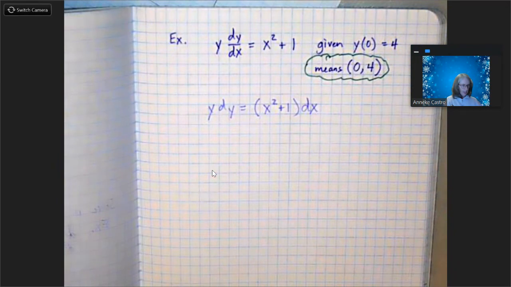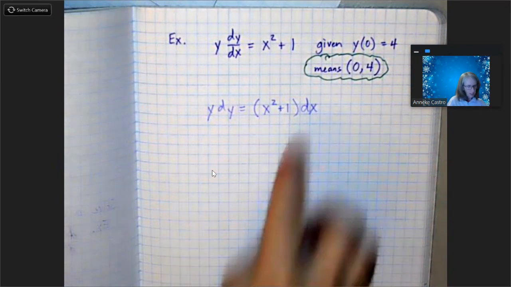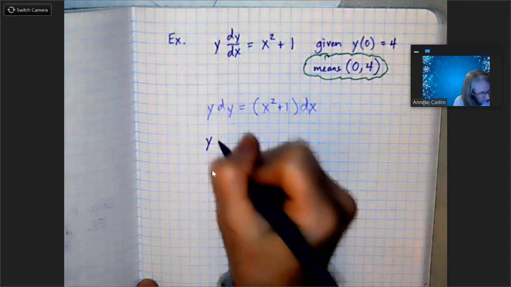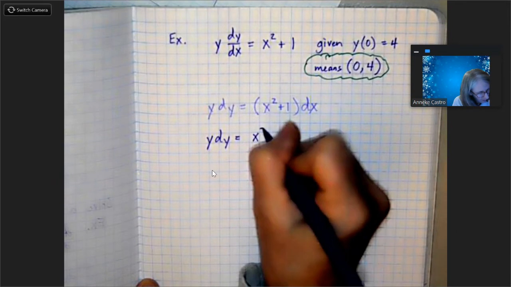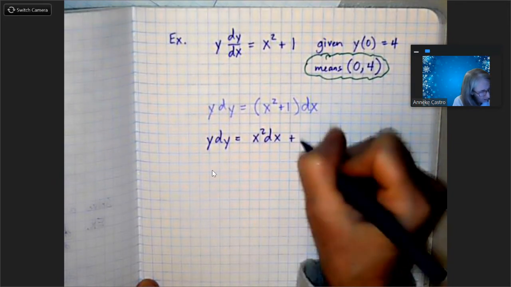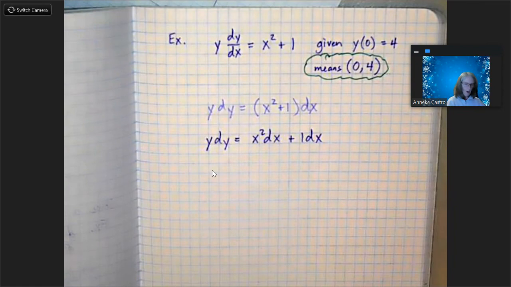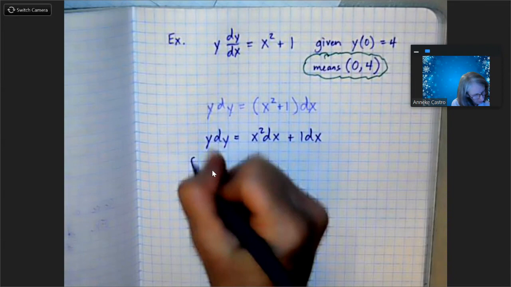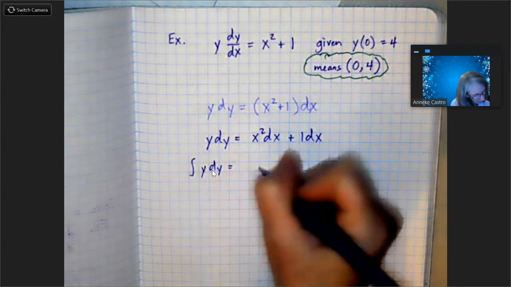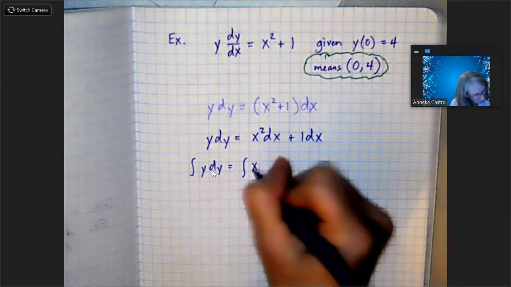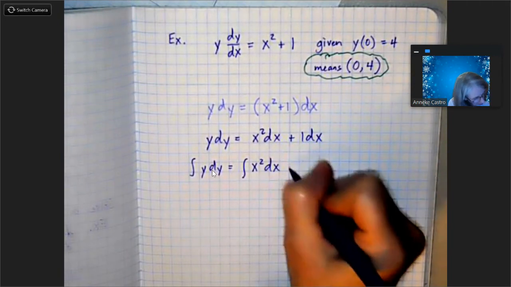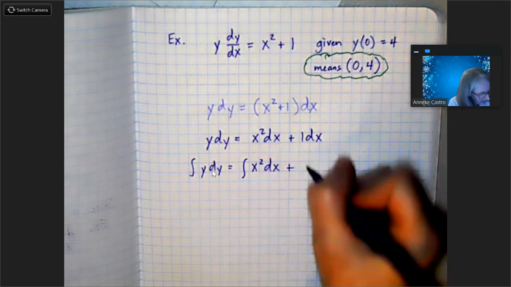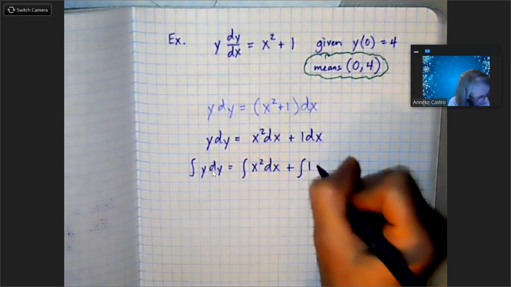Okay, I am going to integrate this, but before I integrate it, I'm going to go ahead and get rid of those parentheses. So I'm going to rewrite this again. y dy is equal to x squared dx plus 1 dx. And now I'm going to integrate both sides of the equation. So I'm going to integrate y dy, and I'm going to integrate this side, x squared dx. And when we have the integral of the whole side, I can separate it into the integral of each of the parts, 1 dx.